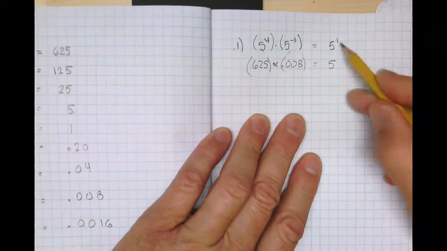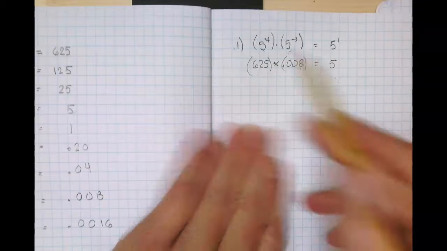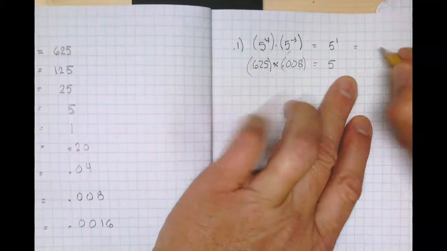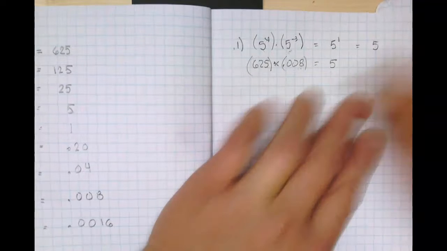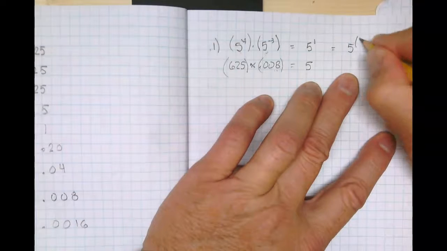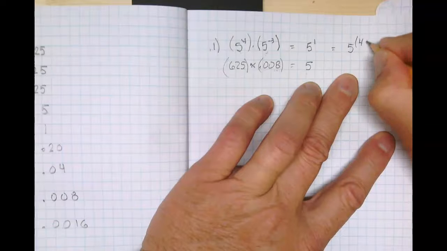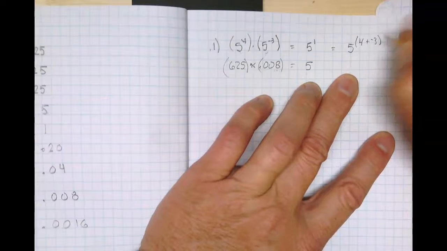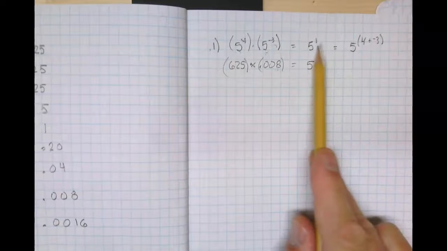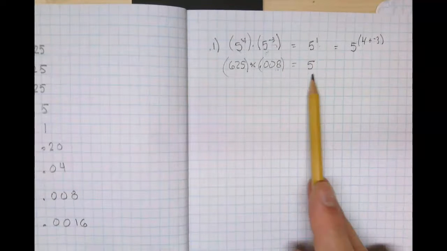Where did that 1 come from? What's another way to do it rather than converting these into the numbers and multiplying? Where that 1 came from was when we multiply, we add exponents. So that came from doing the 4 plus the negative 3. This 4 plus that negative 3, or 4 minus 3, that's where the 1 came from. That's why it equals 5.